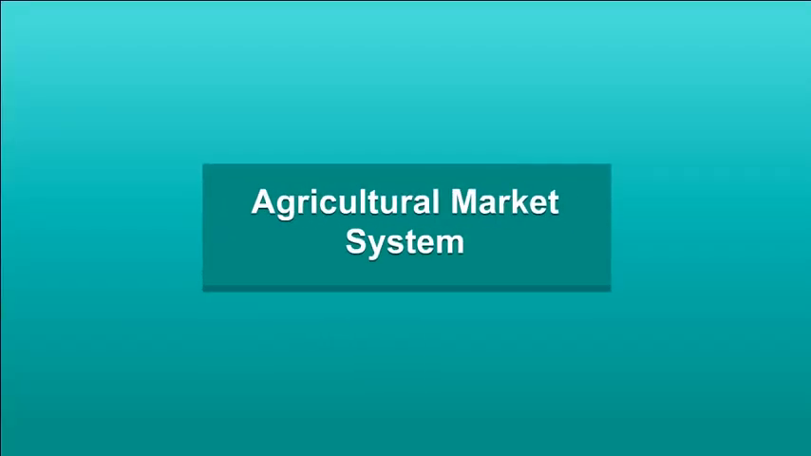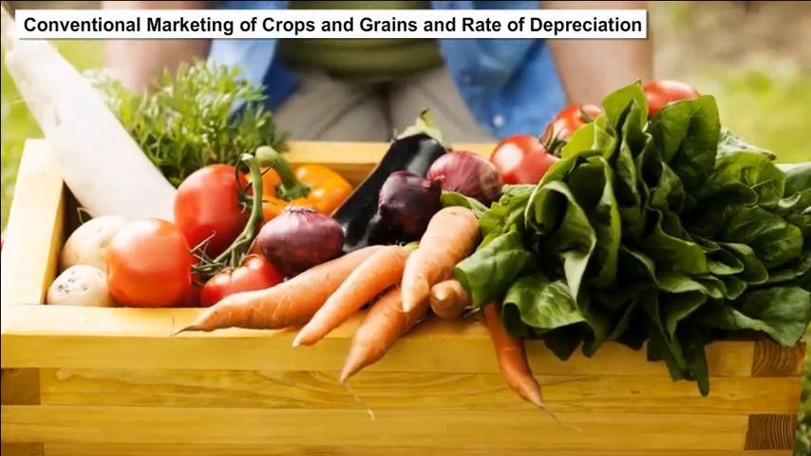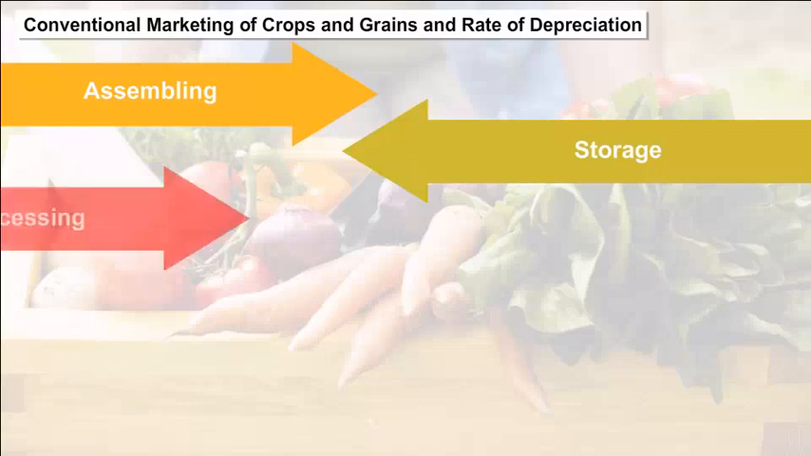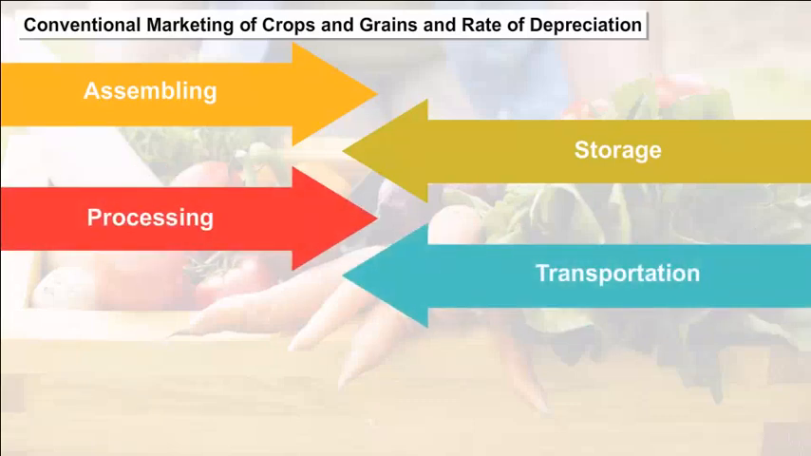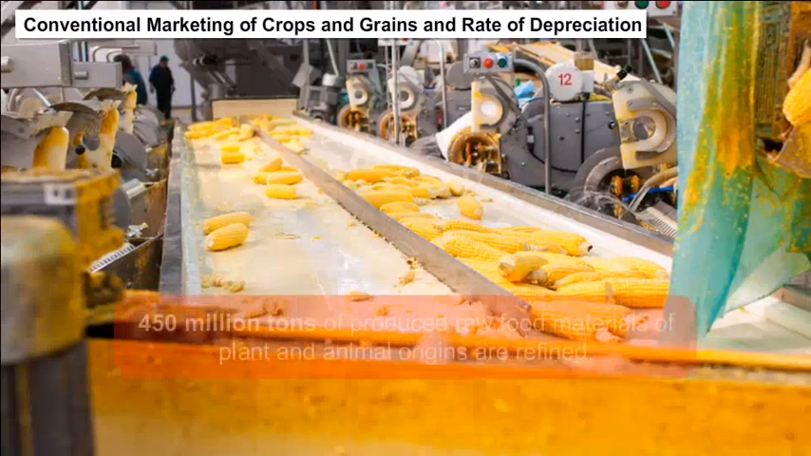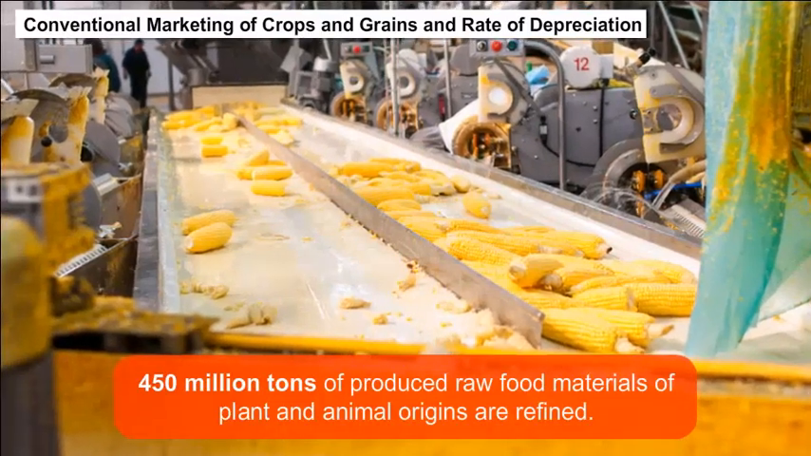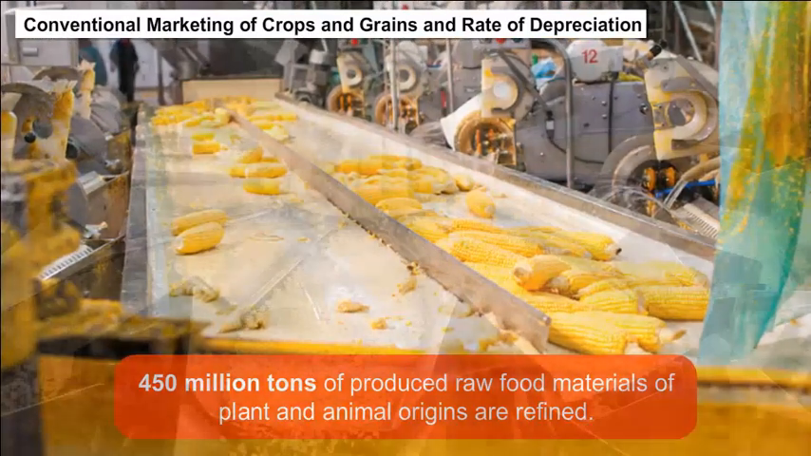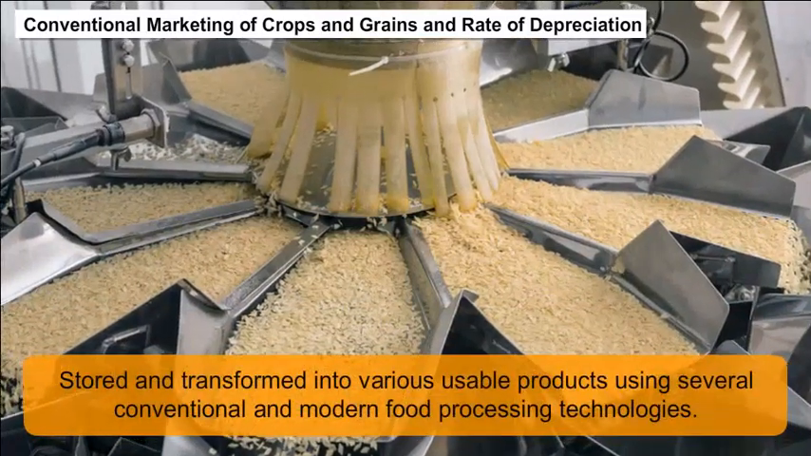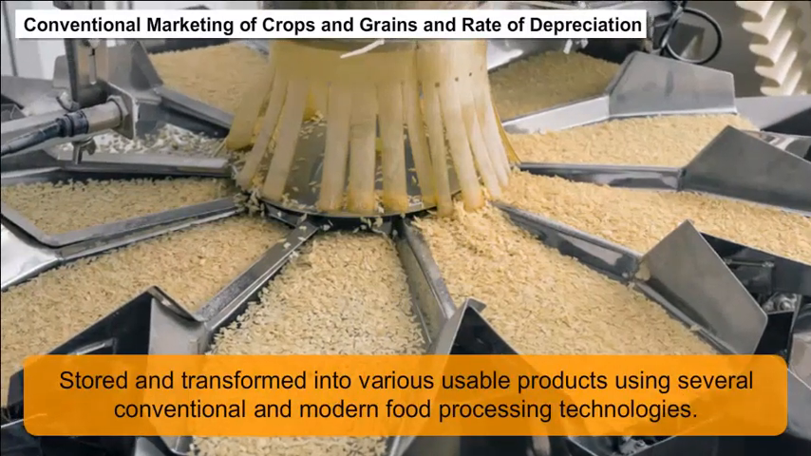Agricultural market system. In a nutshell, agricultural marketing is an entire process consisting of assembling, storage, processing, transportation, packaging, grading, and distribution of different agricultural commodities throughout the country and even abroad. In India, the 450 million tons of produced raw food materials of plant and animal origins are refined, stored, and transformed into various usable products using several conventional and modern food processing technologies.